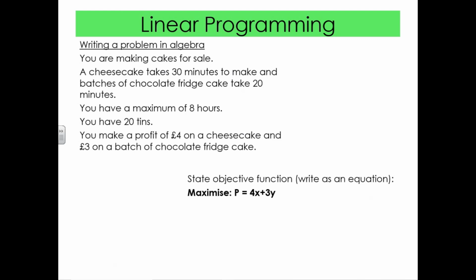We're going to use all the information that we've been given in this question so far. We've used the profit bit down here. What we haven't used is the information about the timing and the number of tins. So that's where we're going to get some constraints from, some inequalities.